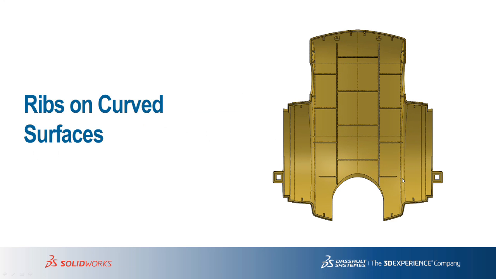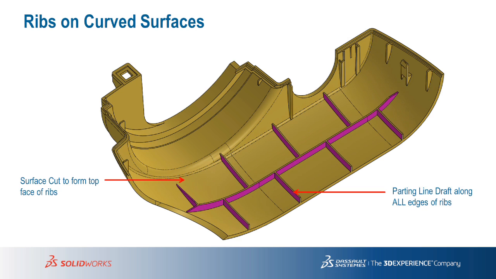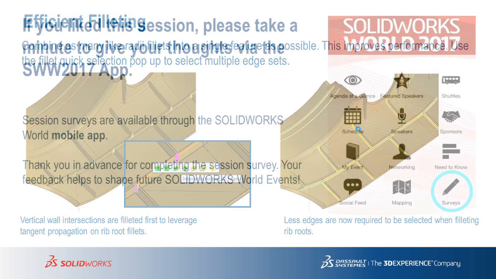So to recap this example, ribs on curved surfaces: just remember your surface offset. Don't merge. Multibodies are your friend because you can do so much more with them. Then cut your ribs to height, come back with the draft tool, and then use this nice pop-up. It's an old screenshot from 15 before they made everything blue. Then come back in and there are fewer edges to fillet because of tangent propagation.